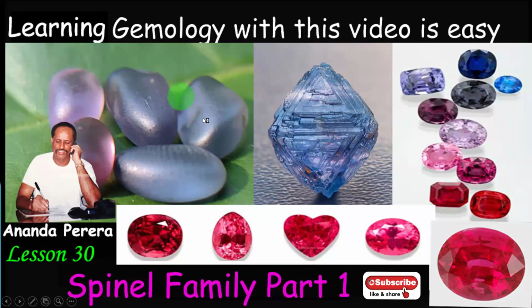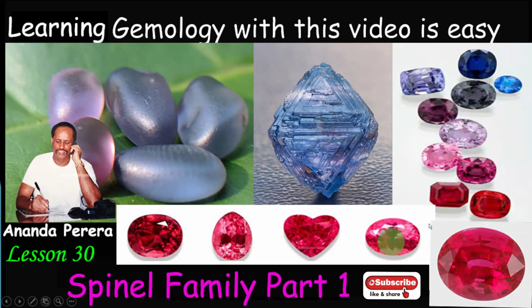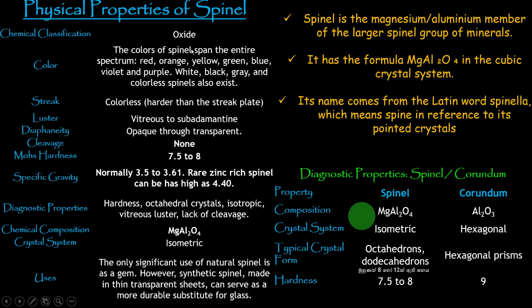Here are Sri Lankan pebbles. This is the crystal shape of the spinel stone. These are cut and polished spinels, red spinel. These are Mahenge spinel from Tanzania. There are a lot. We are moving to the next part.